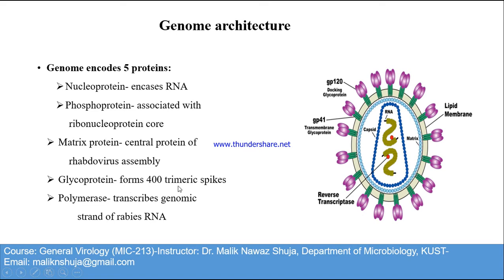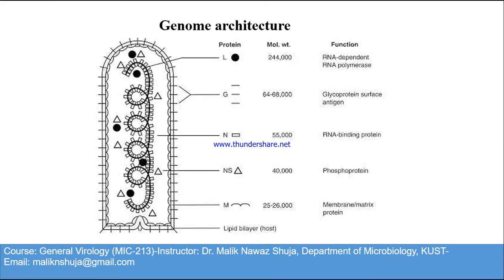Glycoproteins form 400 trimeric spikes. So these are the trimeric spikes, and these spikes play a vital role during attachment. And the final one is the polymerase, which transcribes the genomic strand of the rabies RNA.